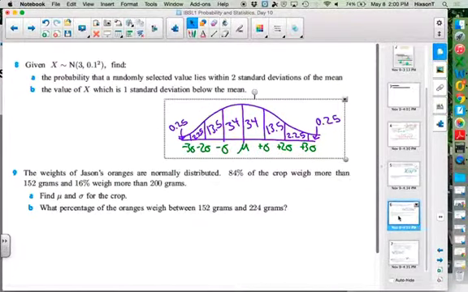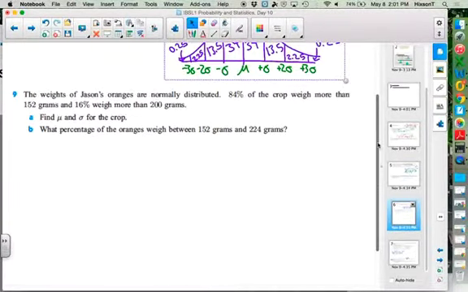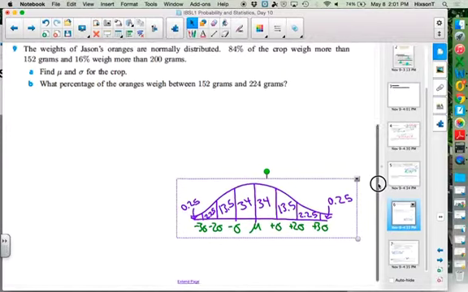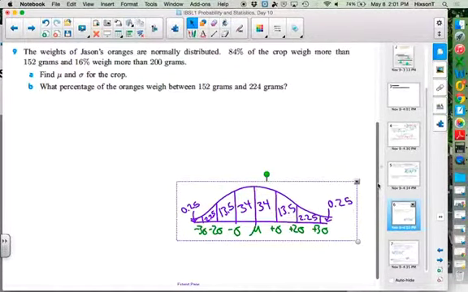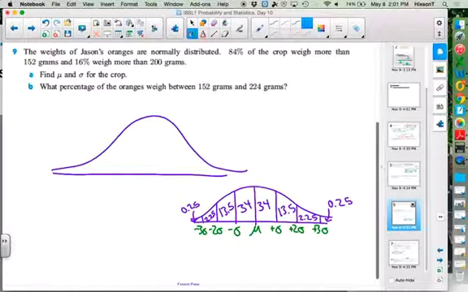Number 9. Number 9, we're not told what the mean or standard deviation is. So we have to think in terms of our diagram and what we're given. Here we have Jason. He's growing oranges. Alright, you like oranges? Okay, so Jason is growing oranges, but we don't know what the mean weight of each orange is.